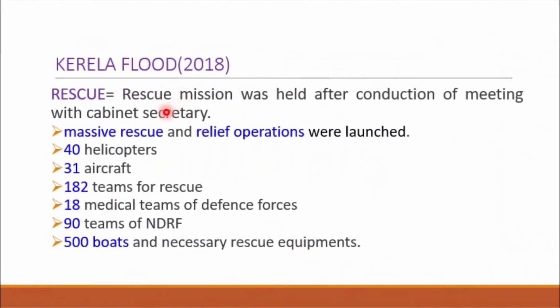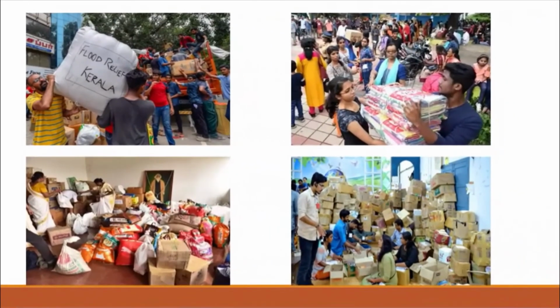Now during this flood, how were the people rescued? For this mission, massive rescue and relief operations were launched. 40 helicopters, 31 aircraft, 182 rescue teams, 18 medical teams of defense forces, 19 teams of NDRF, and 500 boats with necessary rescue equipment were used. These photos show us how the relief food was exported to Kerala from the other states.